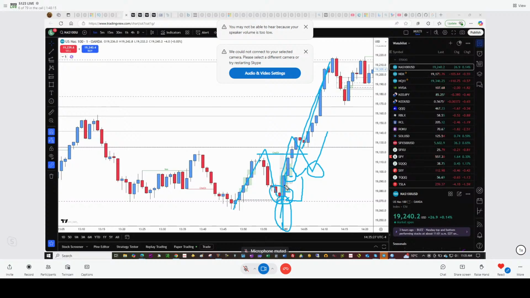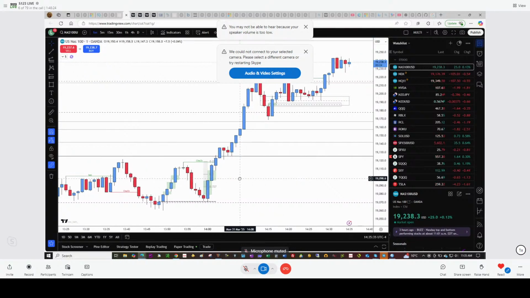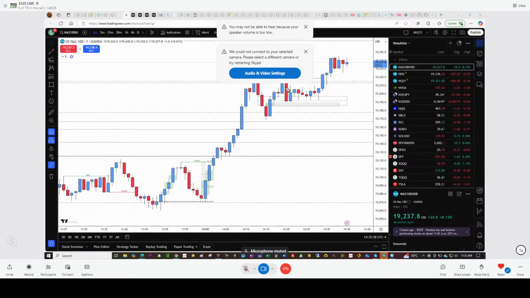And they took off without any retrace here whatsoever. And that was fine. So yeah, I missed that, but that's all good. And now at this point here, I expected them to chop it up a little bit in here and then give us another move out.